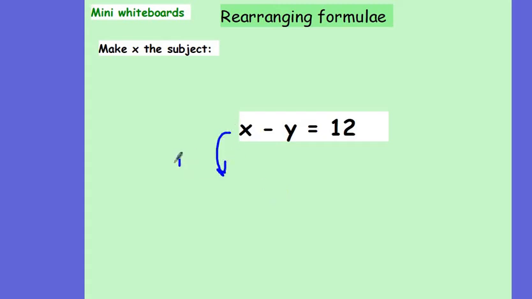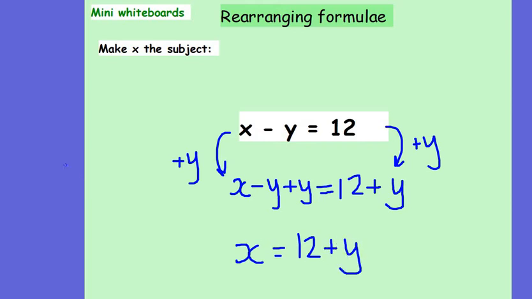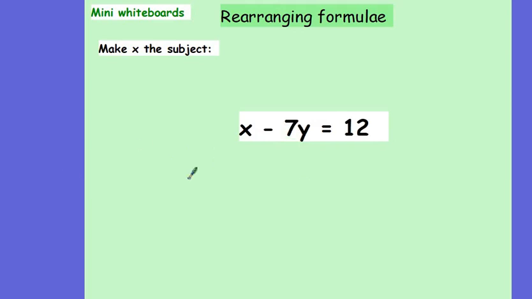Okay, I need to add y to both sides to get rid of this subtract y. That gives me x, take away y, plus y equals 12 plus y. Take away y plus y cancels out. X is equal to 12 plus y. How good are you, Year 9? Make x the subject of this one.